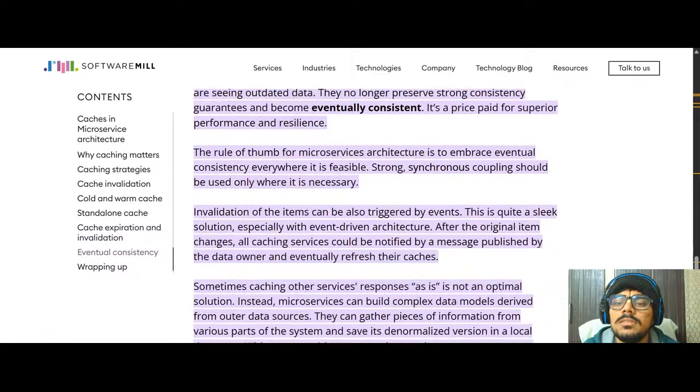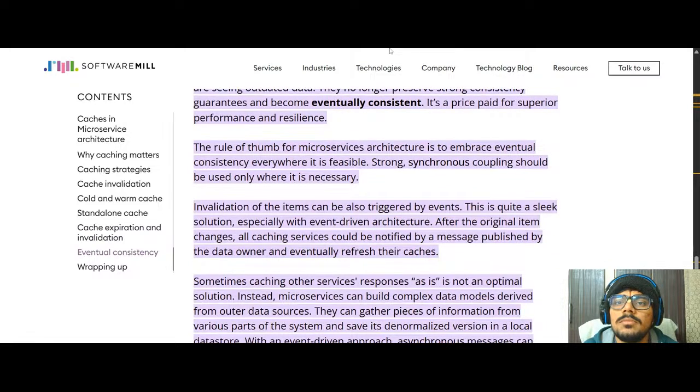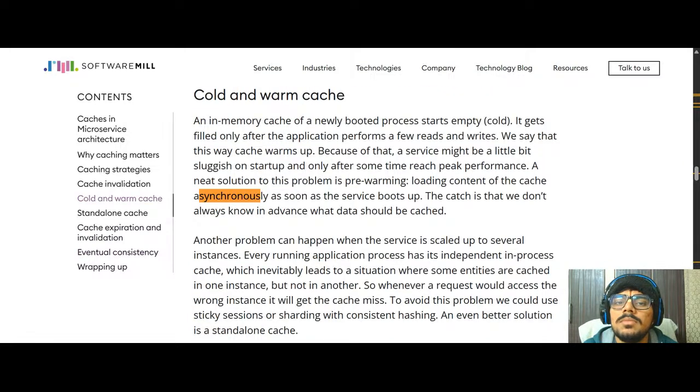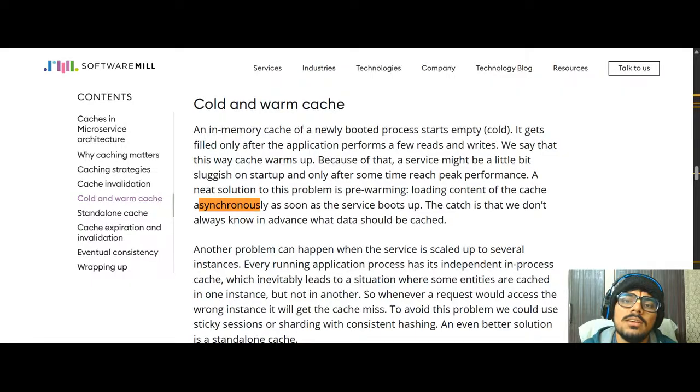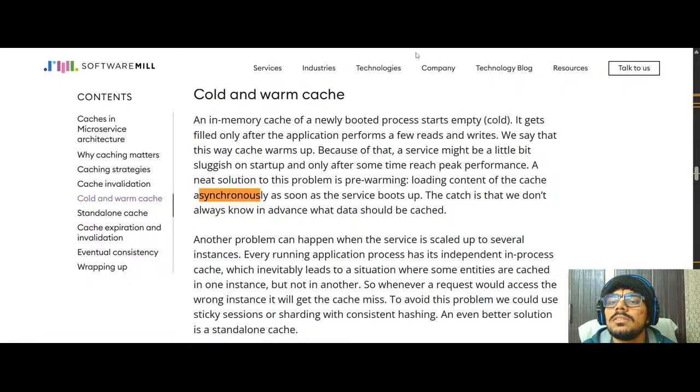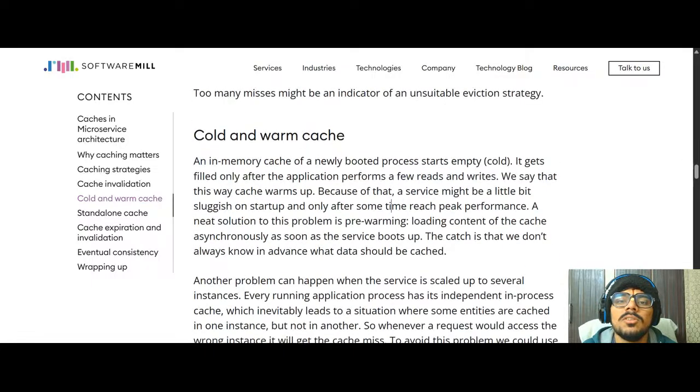Redis. Yeah, cold and warm cache. In the memory cache of a newly booted process. All right, so here they are talking about the cold and warm cache.